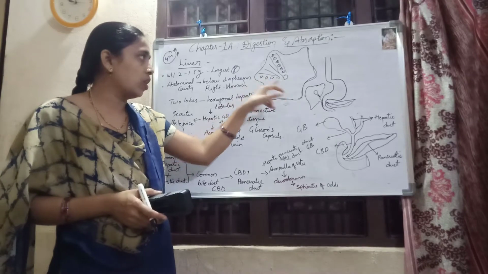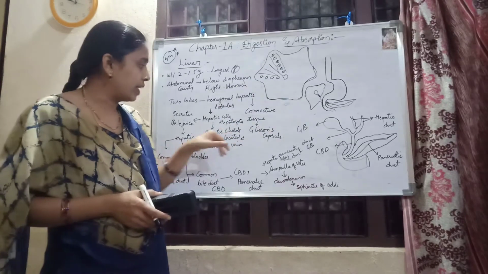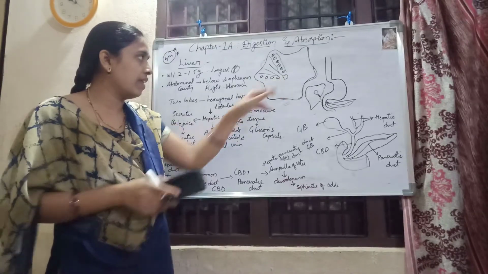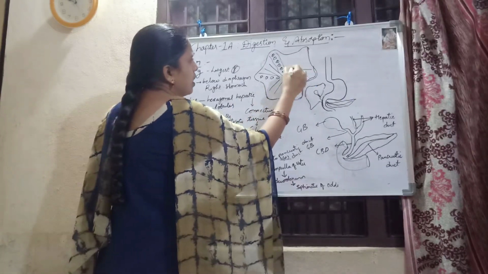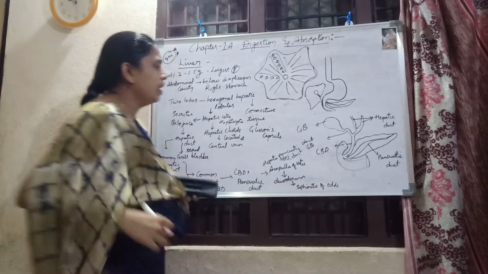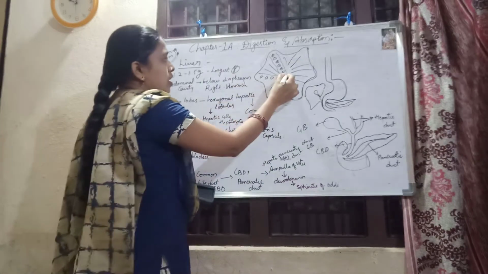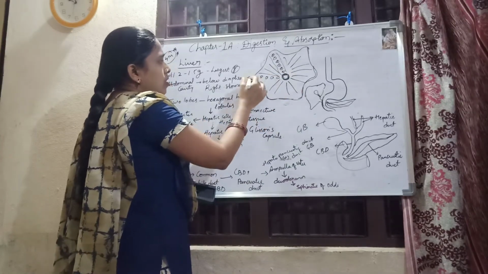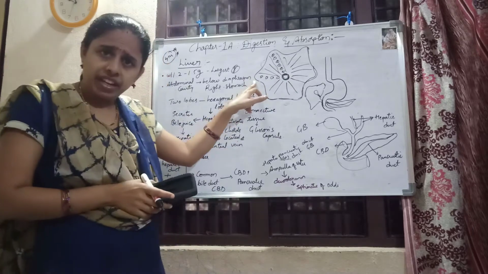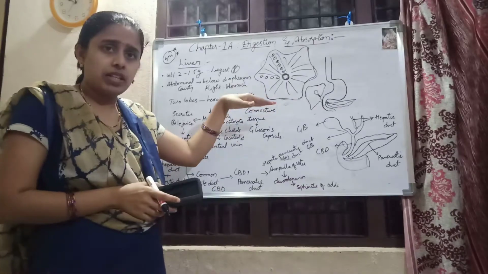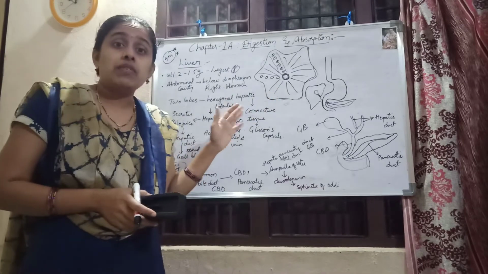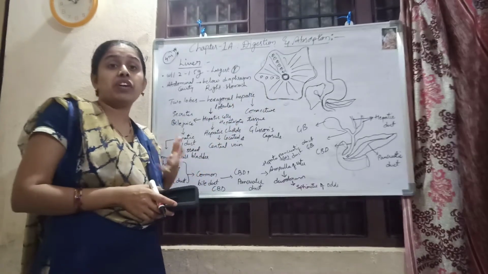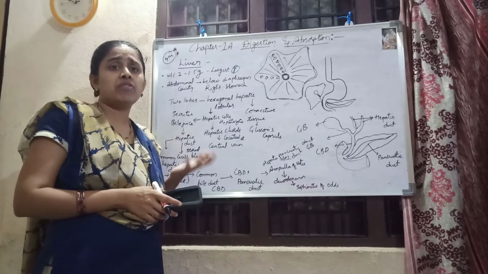The hepatic cords are arranged around the central vein. They are arranged like this, and this one is called the central vein. These are all supplied with veins and arteries, that is, with blood. The liver is a major organ that plays a very important role in different functions.